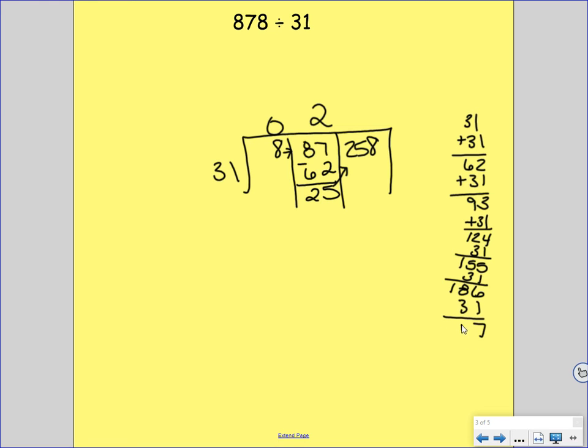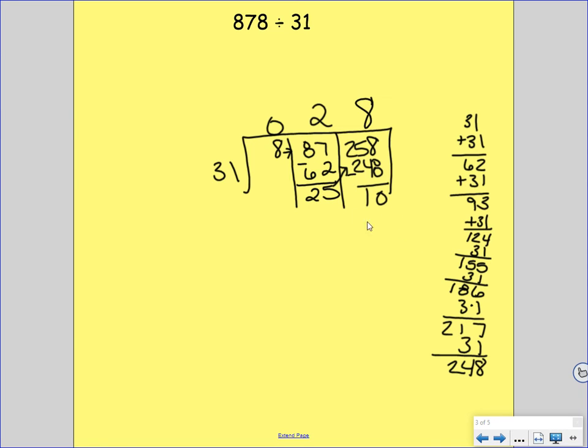31, 217. I'm getting closer. Okay, if I add another 31, that's going to be too much. So I know I'm going to subtract 248 here. But how many 31s did I use? I used 1, 2, 3, 4, 5, 6, 7, 8. I used 8 31s. And when I subtract, I get 10 left.